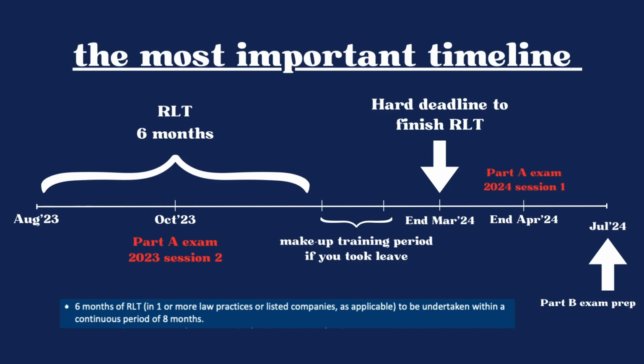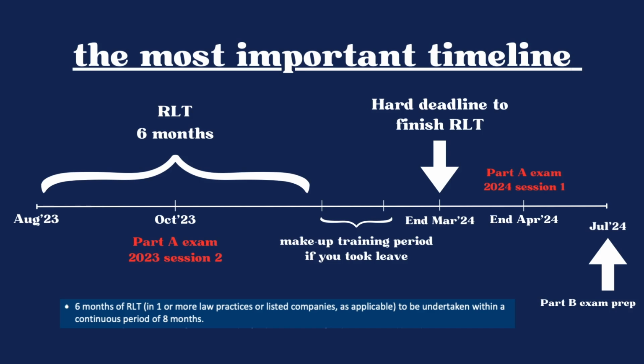But that makes the April exam more high stake because you have to pass everything in one go. Now if you do choose to do what I did, then you should take note that when you're doing the Part A exam during your RLT, it's likely that you're going to have to take 4 to 5 weeks of study leave, and that means that you have to make up that 4 to 5 weeks at the end of your training period. This means that instead of ending at around end January like most people do, I ended my training around the end of March.